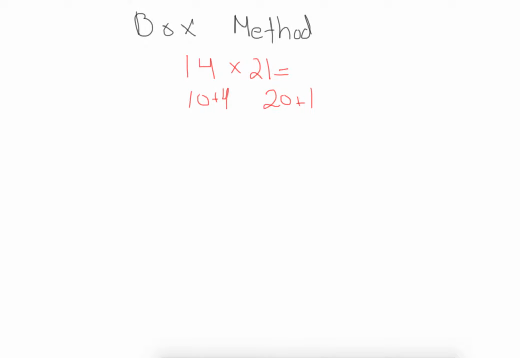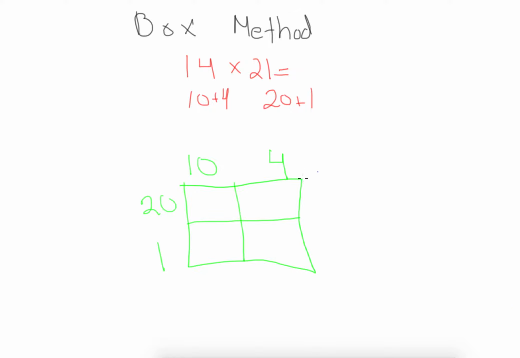Okay. Next, what I'm going to do is I'm going to draw a box and I'm going to write my numbers around it. So I'm going to put my 10 here, my 4 here, my 20 here, and then I'm going to put my 1 here. Then I'm going to draw my box. After my box is drawn, the next thing that I'm going to do is I'm going to multiply the numbers on the top by the numbers on the side, and I'm going to write my answers in these boxes.